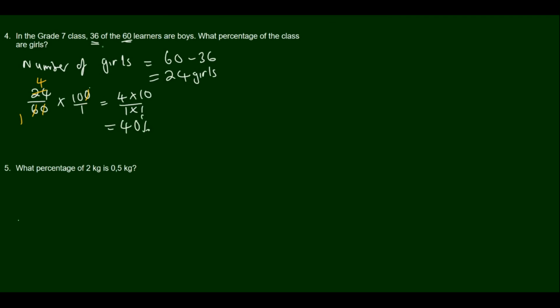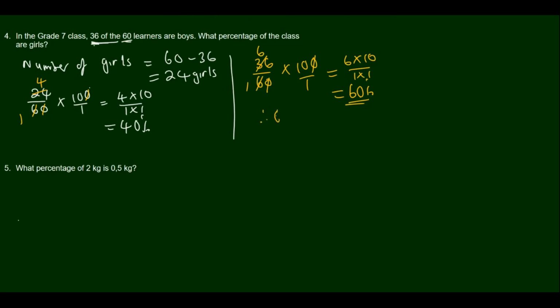Right, the other thing we could have done, we could have managed to find the percentage of boys. We know that boys are 36, so we could say 36 out of 60 times 100 over 1. Divide by 10, divide by 10, 6 into 6, 1, 6 into 36, 6, and then we're left with 6 times 10 over 1 times 1, which is 60%. And then the boys is 60%. So what will be the girls? Therefore, percentage of girls is 100% minus 60%, which is equal to 40%.